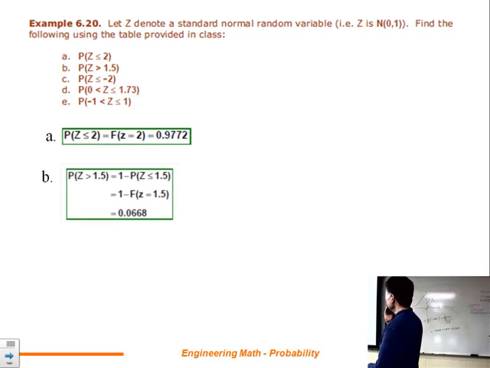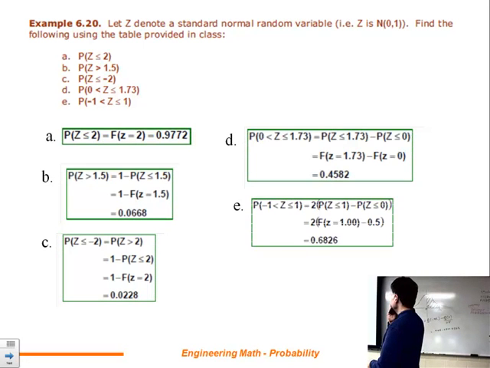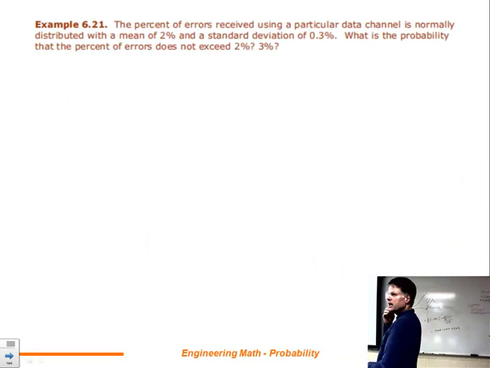Okay. So here we go. All right. So final example, and then we'll call it a day. The percent of errors received using a particular data channel is normally distributed with a mean of 2% and a standard deviation of 0.3%. What is the probability that the percent of errors does not exceed 2%, does not exceed 3%?